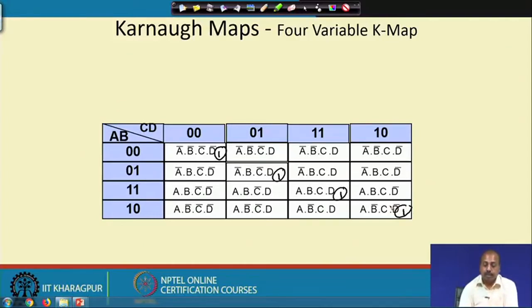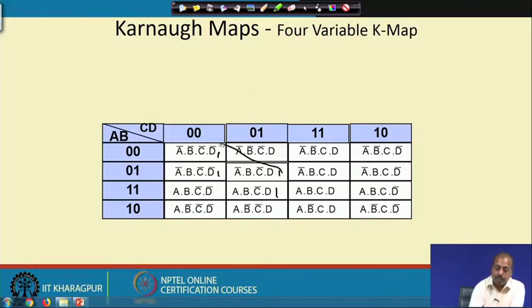Another important thing is that while getting an octet, quad or pair, you have to go in a particular row or a particular column only. So, you cannot make something like this.